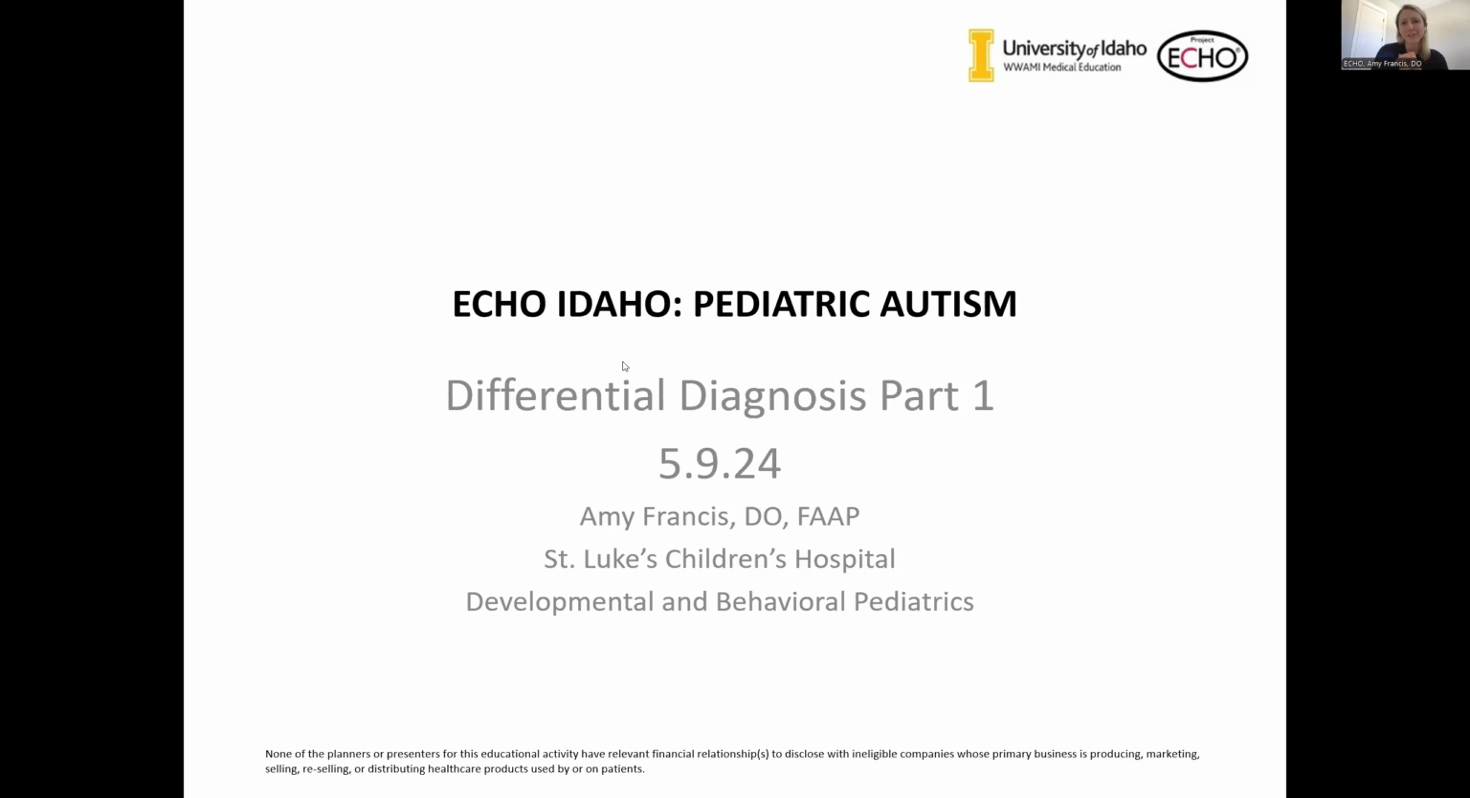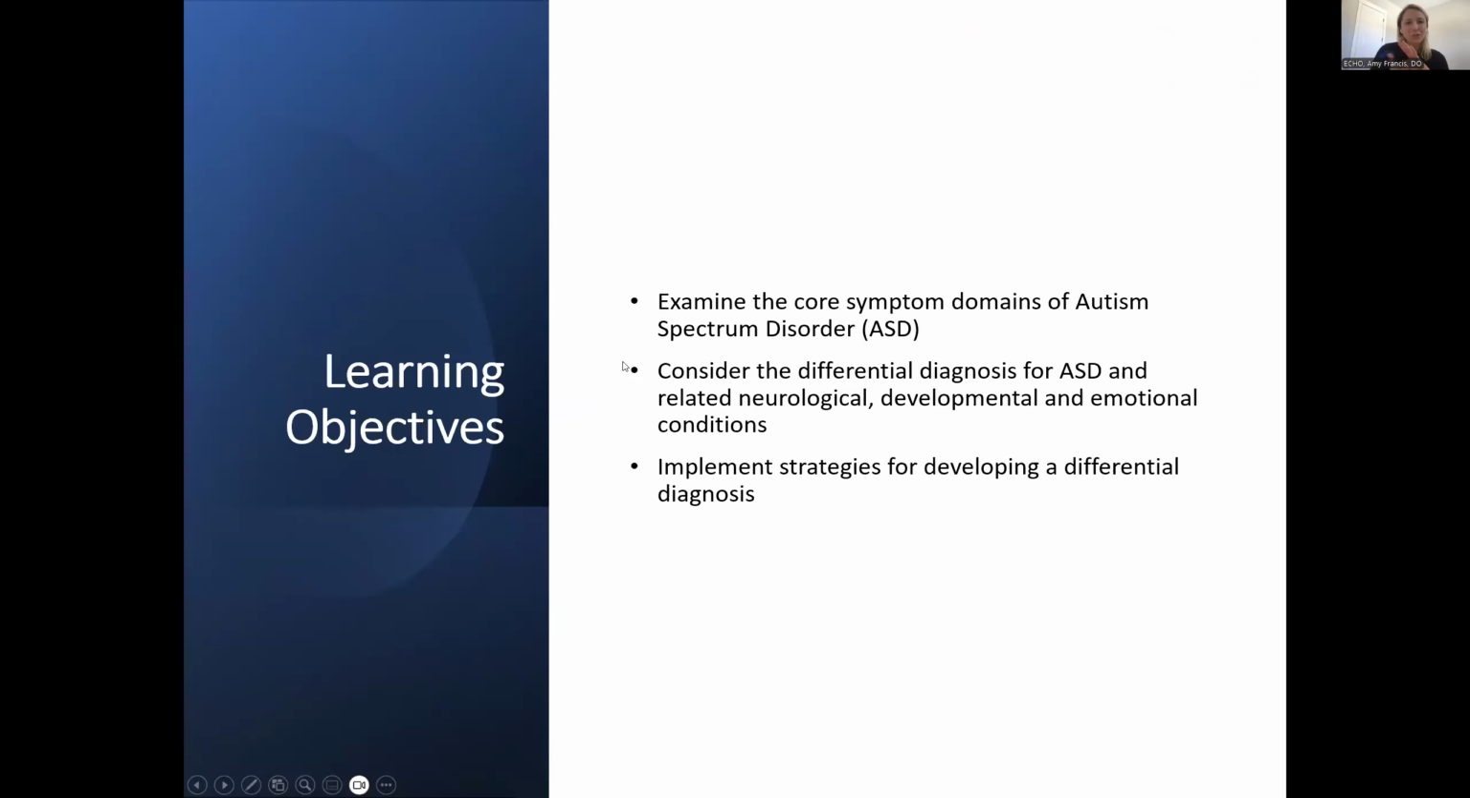Okay, go ahead, Lindsay. So today we're going to review the core symptom domains of autism spectrum disorder, consider the differential diagnosis for autism and the related neurological, developmental, emotional conditions that are associated. And then hopefully all of us at the end can implement strategies for developing our own differential diagnosis as we assess and diagnose children in our practices.